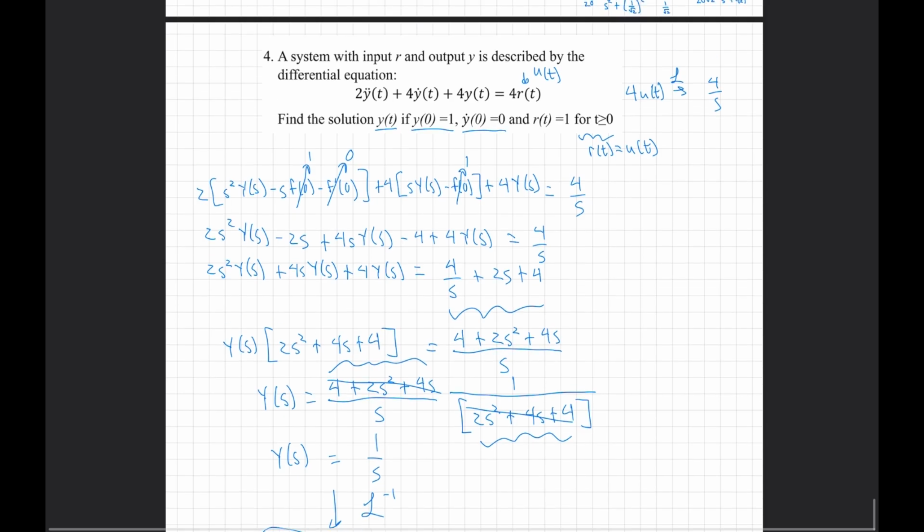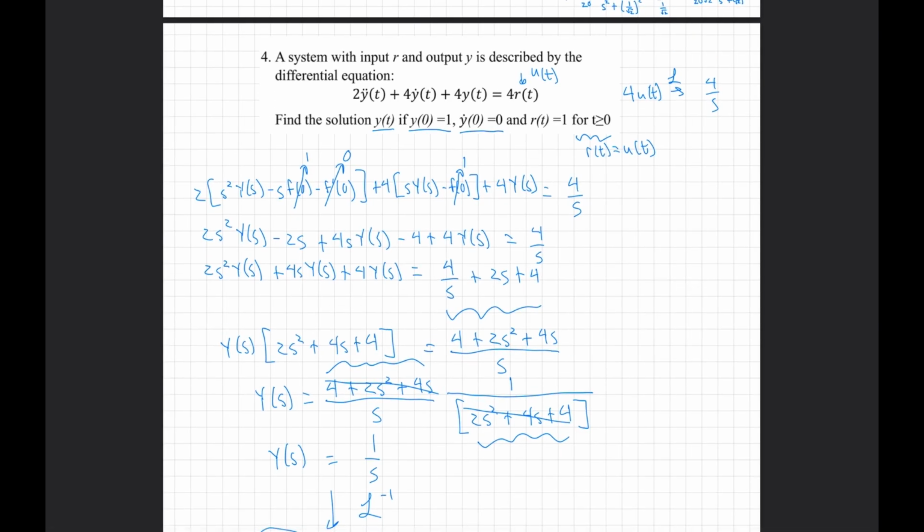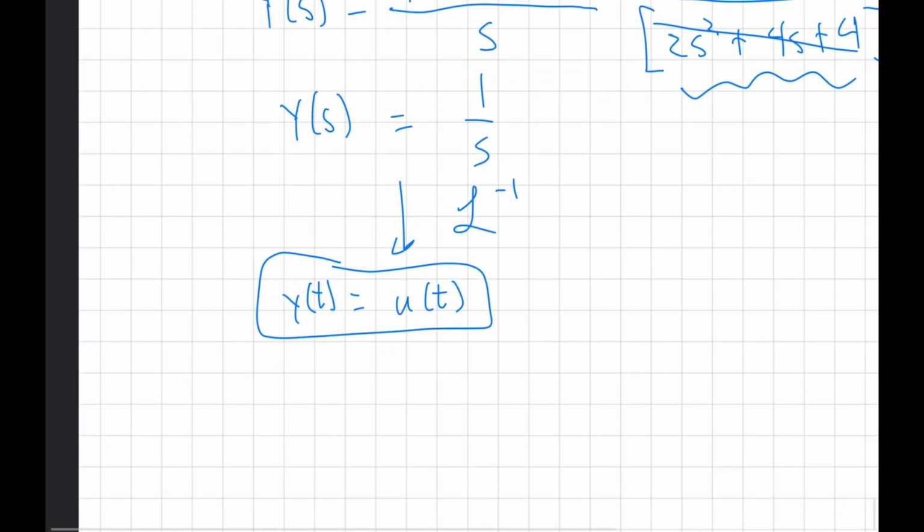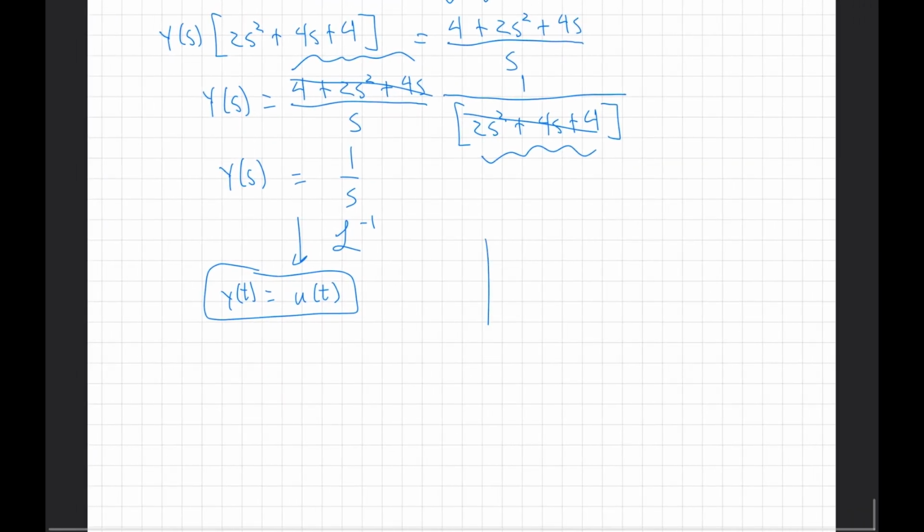So what does that mean for our answer? That means if we had an input r, our output y would be defined by the unit step function. So it's going to look like this. That's going to go on forever. It's going to go up to 1 at this time.